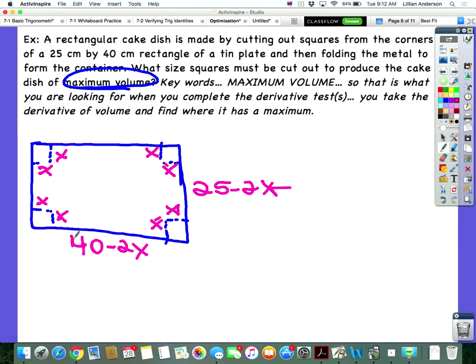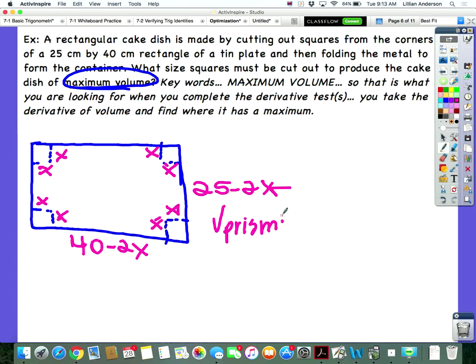Okay? And when I cut them out and I fold it up to create my little tin here, I've created what type of shape? A cylinder. A prism, basically. So, when we're trying to figure out the maximum volume, the equation that I'm going to need to use is the volume equation for a prism. What is that? What is the formula for the volume of a prism? Length times width times height.